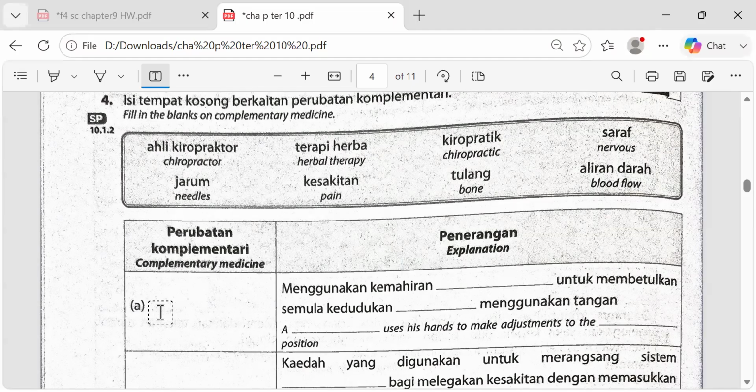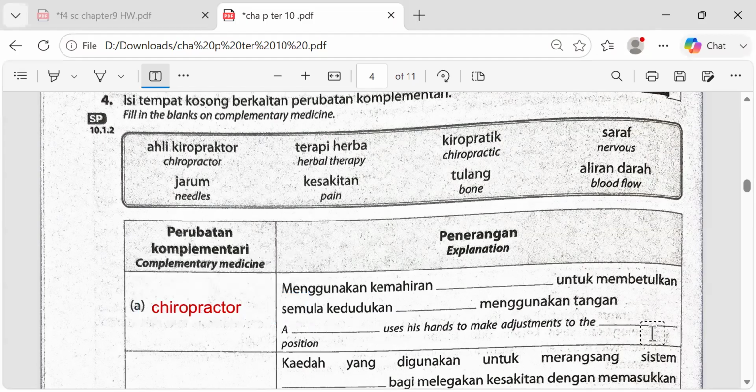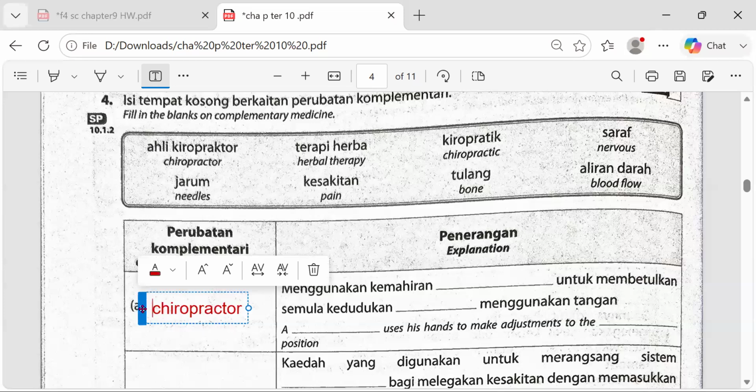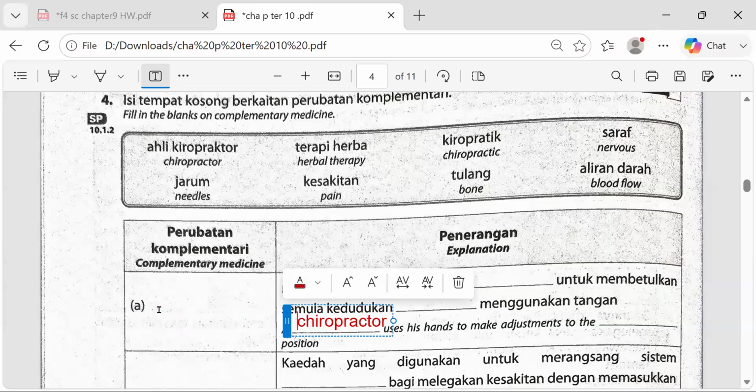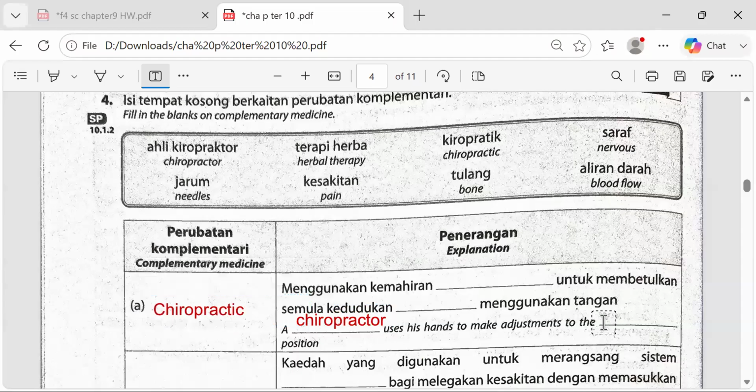Uses his hands to make adjustment. So what is this? This is chiropractic. The chiropractor makes adjustment to the spine, bone.